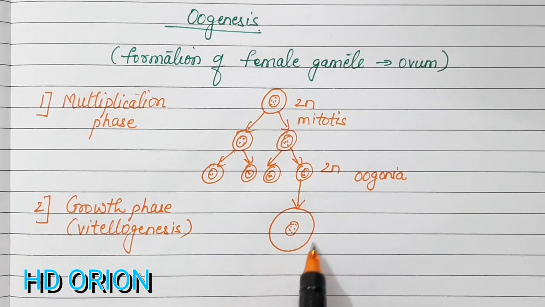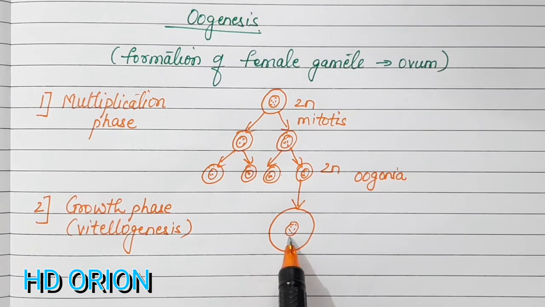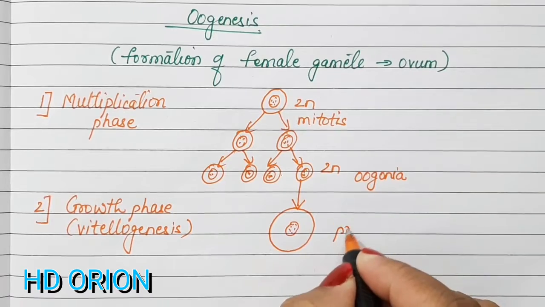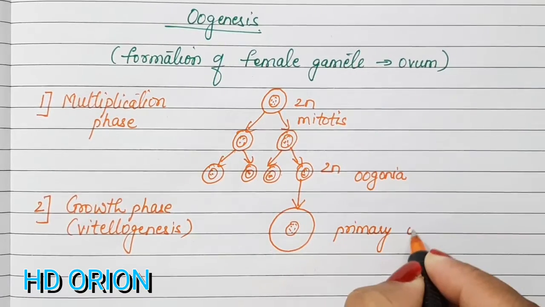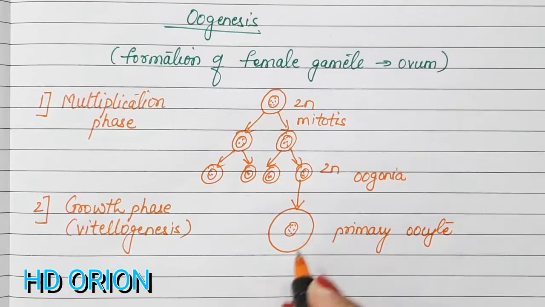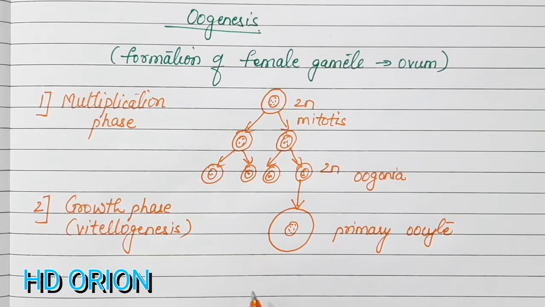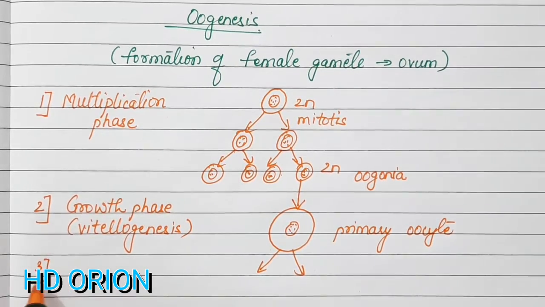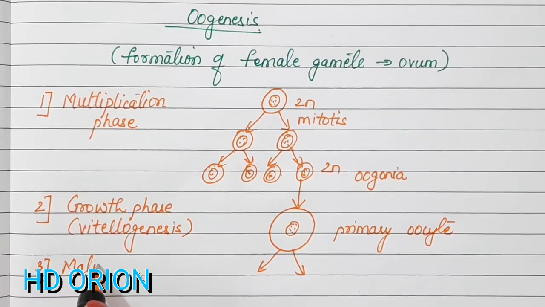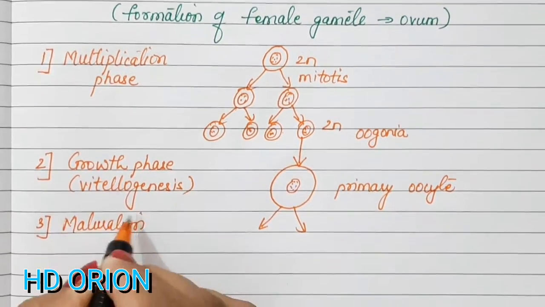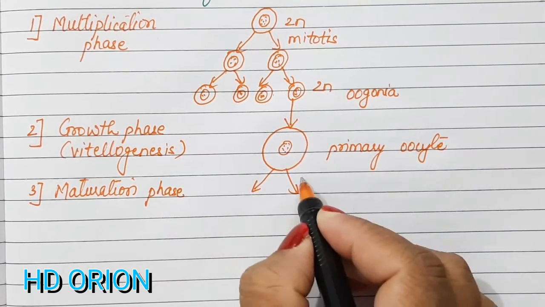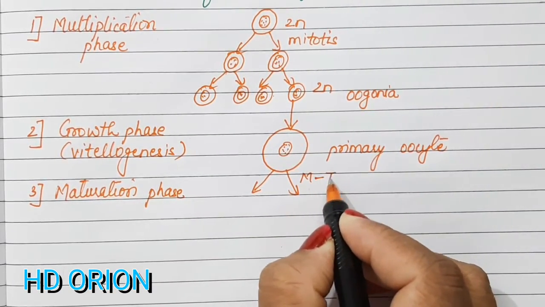So the growth phase is taking place over here, but the yolk is not much, very less in fact, and therefore this is the size of the primary oocyte, which has an increased amount of cytoplasm. This primary oocyte will undergo the third phase called the maturation phase. The maturation phase, as I said, is meiosis.